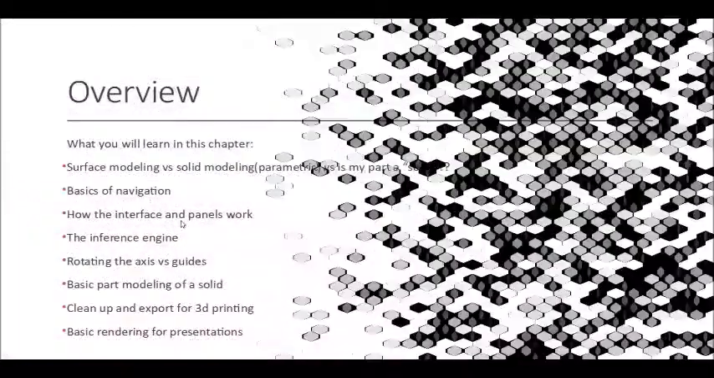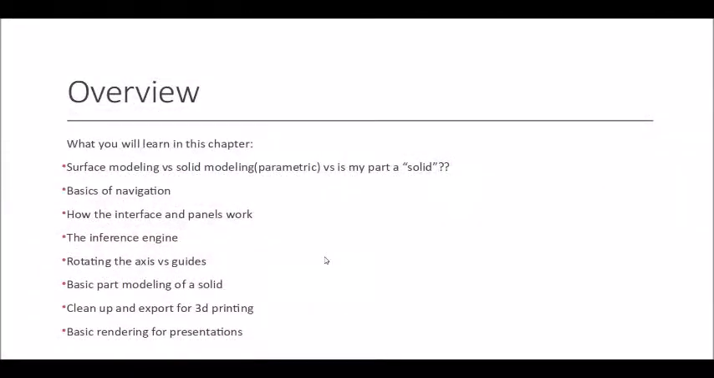So, with that said, let's overview what's going to be in Chapter 1. That is the first video series. It's going to be multiple videos, hopefully 10 to 15 minutes each. And what we're going to learn is the difference between surface modeling and solid modeling, some of which is parametric, versus is my part a solid? So what does that mean?